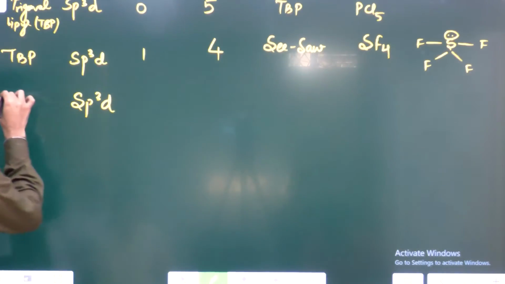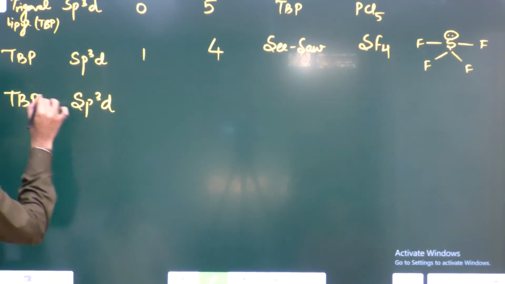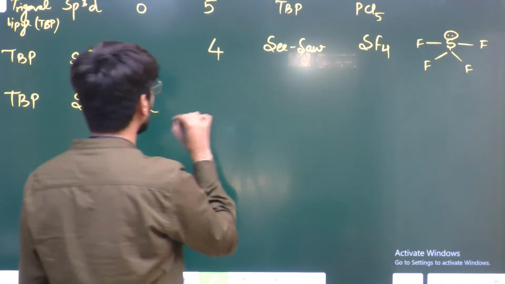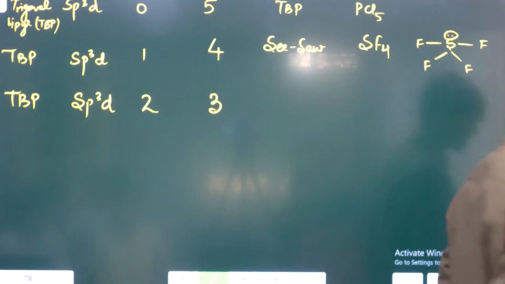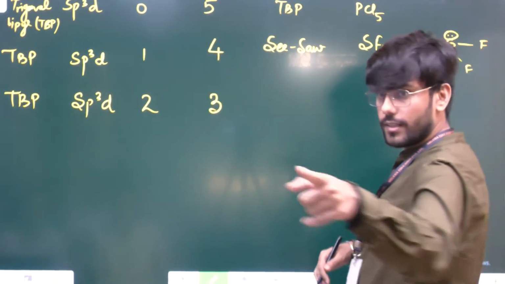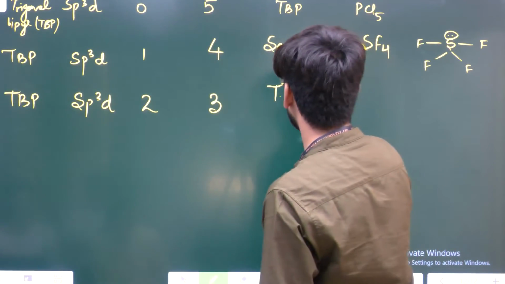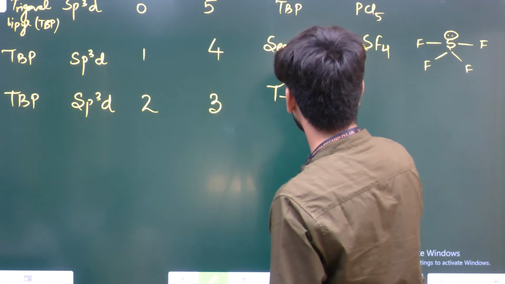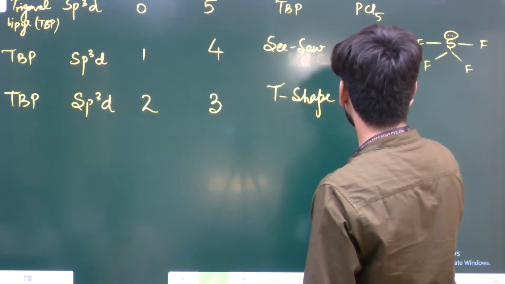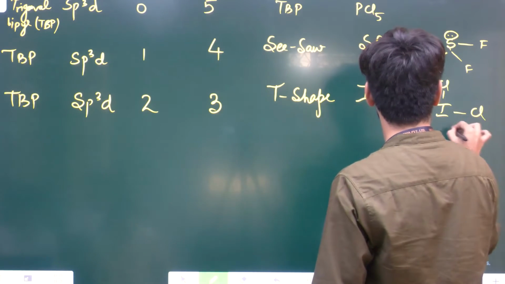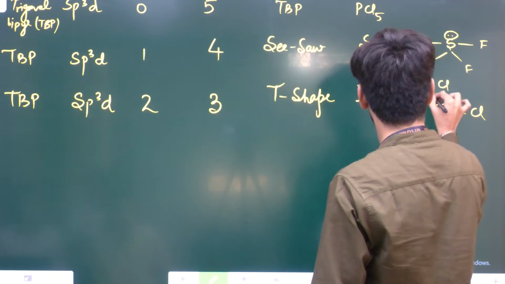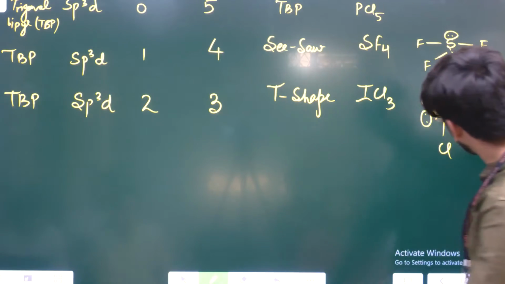sp3d. So it is going to be TBP again. 2 lone pair, 3 bond pair. Can you please tell me the shape? Yes. T shape. Example: ICl3. I, Cl, Cl, Cl. T shape.